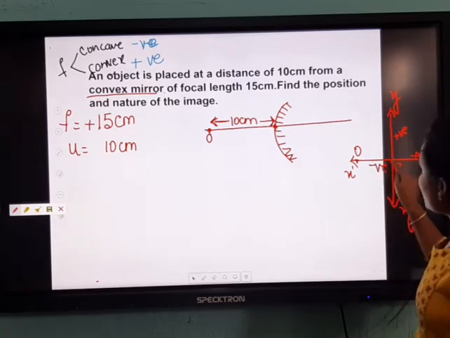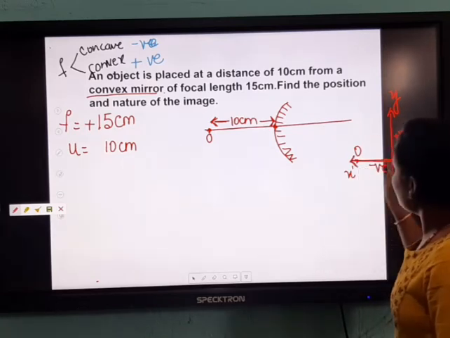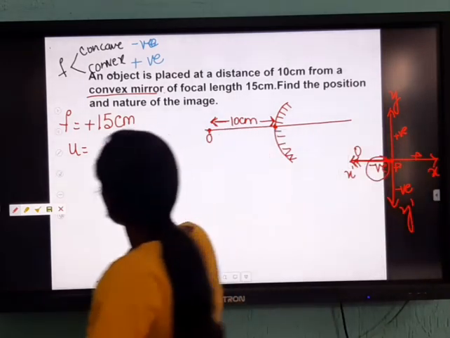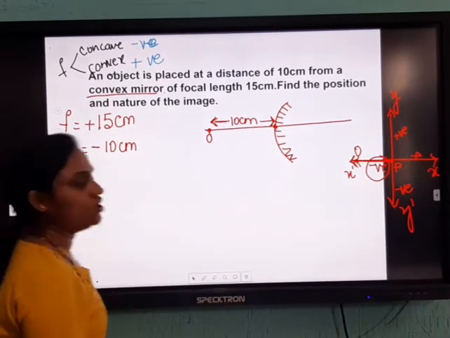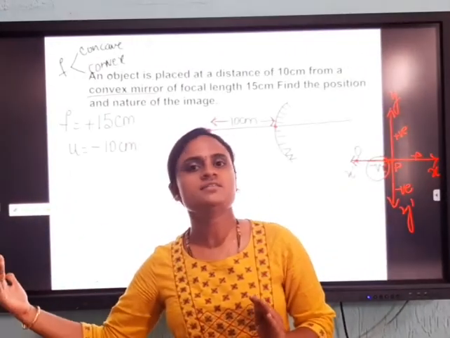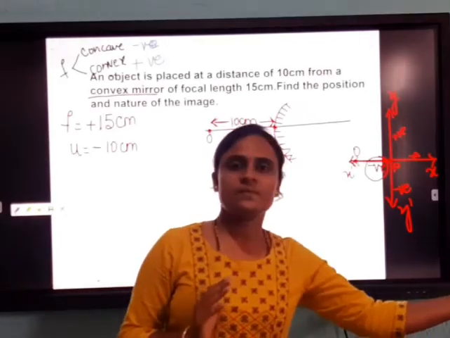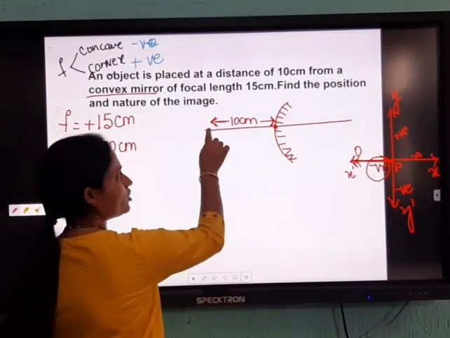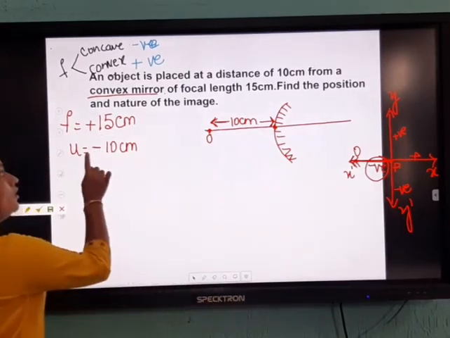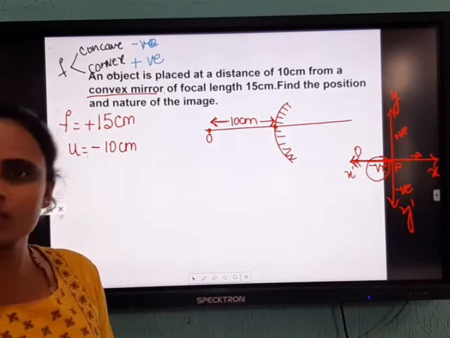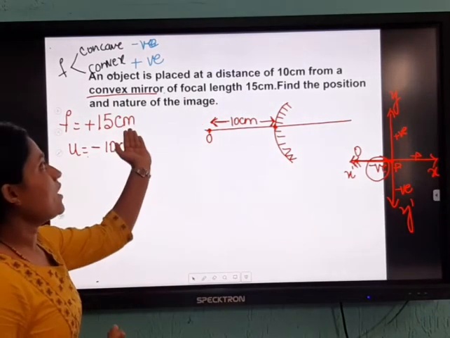See now, from here to here the image is there. Image distance will be taken as positive. I said, by standing here at the center, towards this side it will be taken as negative. From here to this side it will be taken as positive. Same way, from here to here you are going to take. So the object distance will be minus 10 centimeter. Clear? Now that we are writing the values, you have to see this.